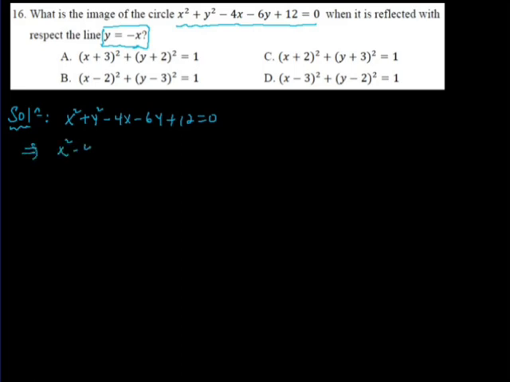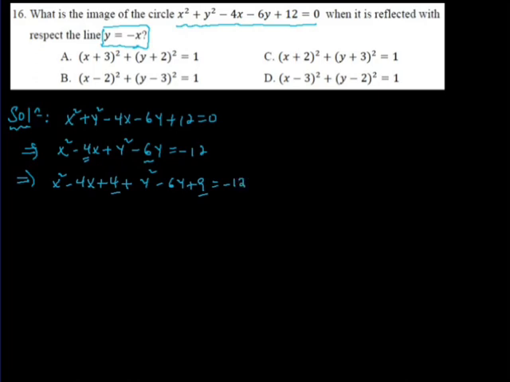So x squared minus 4x plus y squared minus 6y is equal to negative 12. To apply the completing the square method, take half of minus 4 and square it. It becomes x squared minus 4x plus 4 plus y squared minus 6y. Take half of minus 6 and square it. It becomes plus 9. So here I added 4 and 9 on the left hand side.